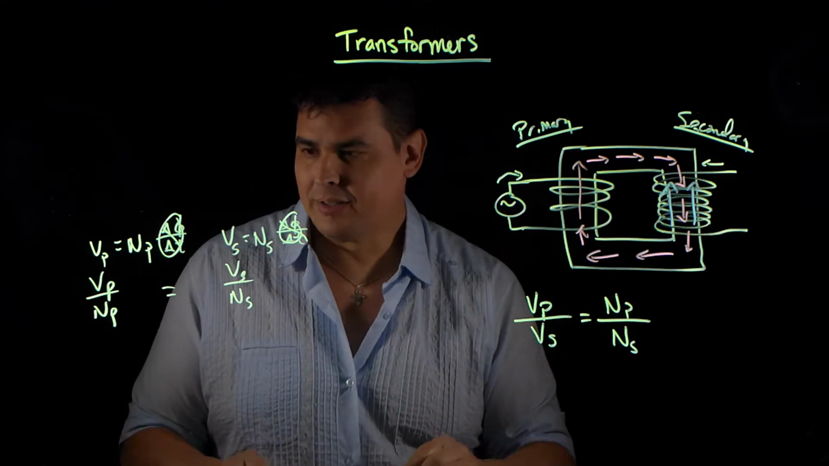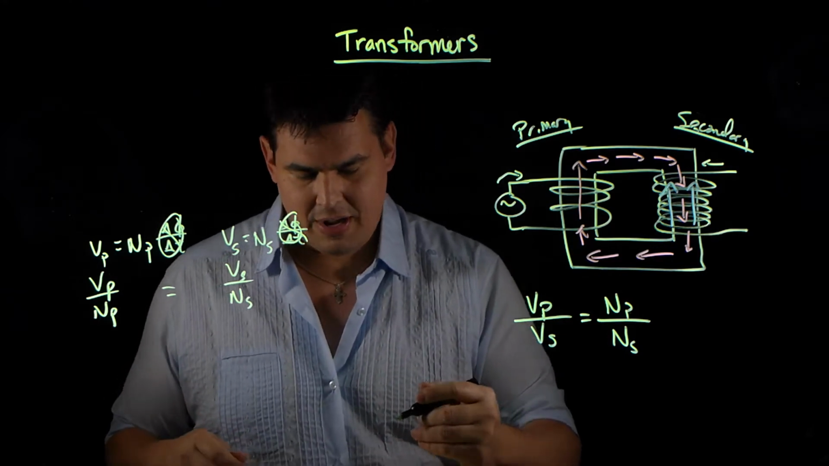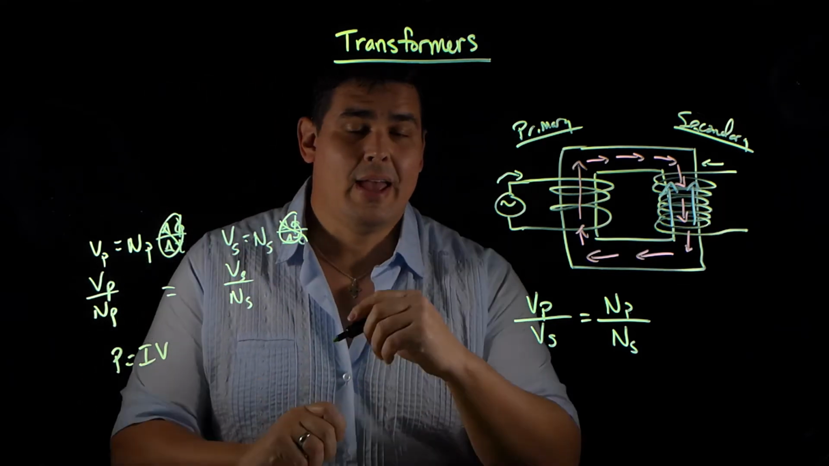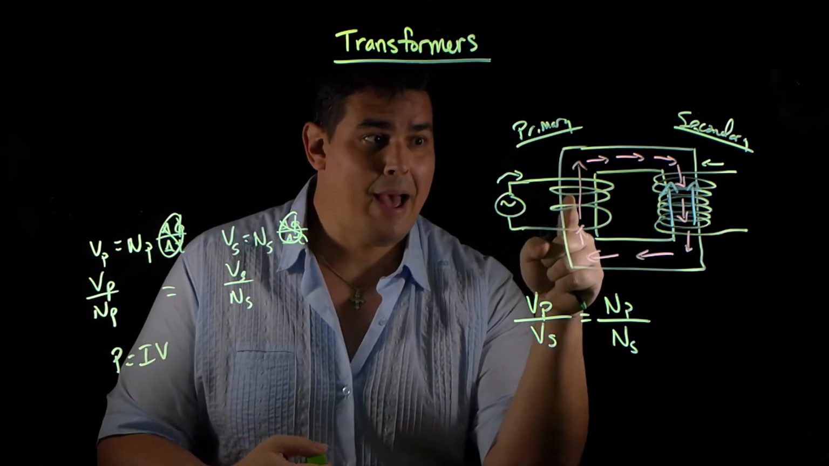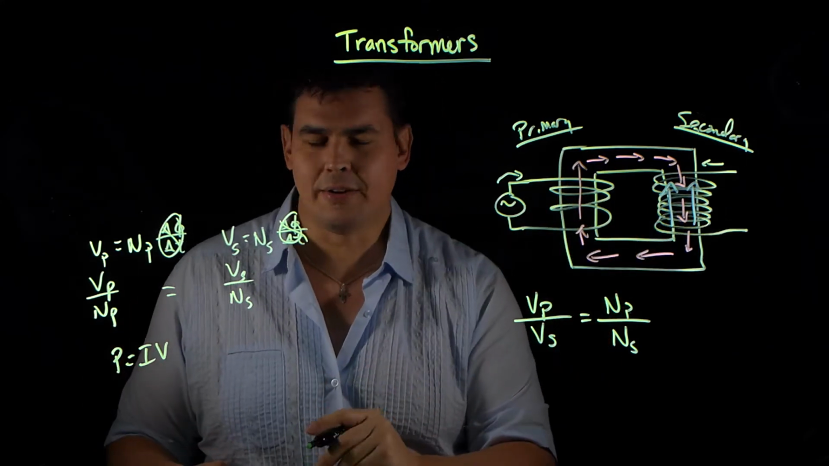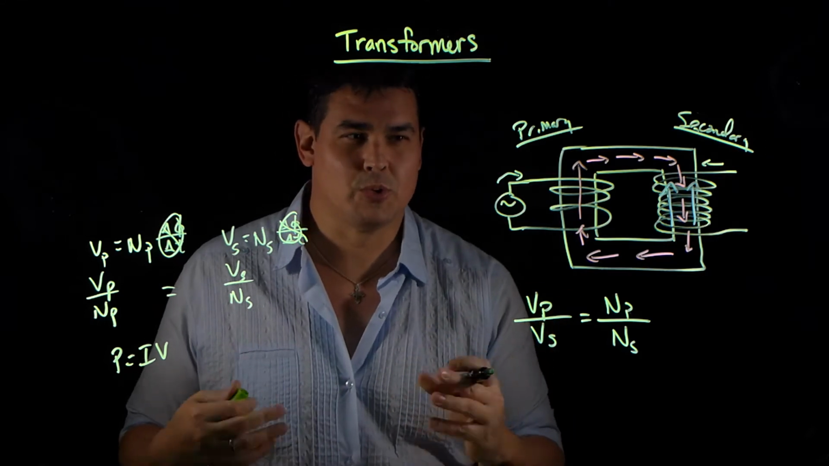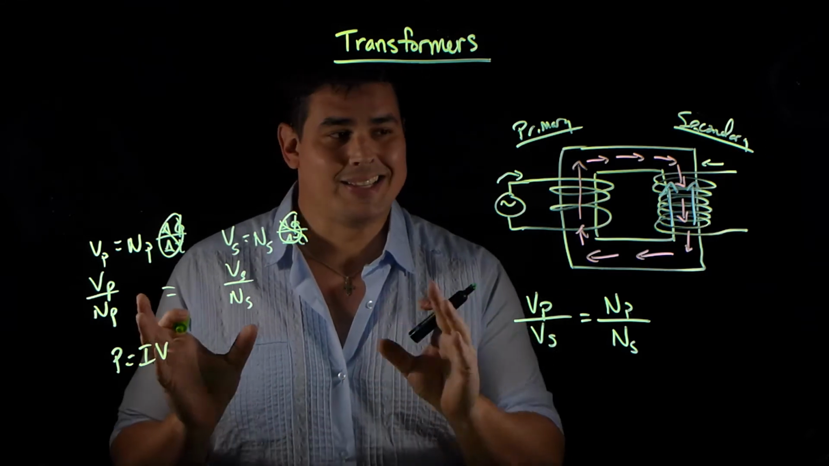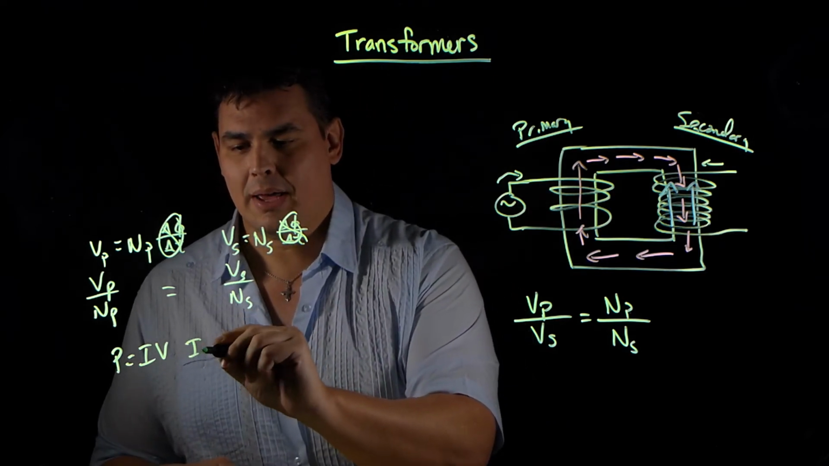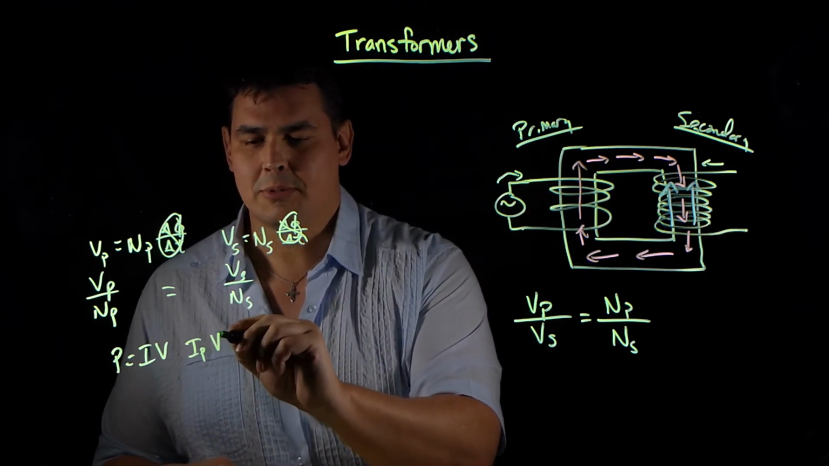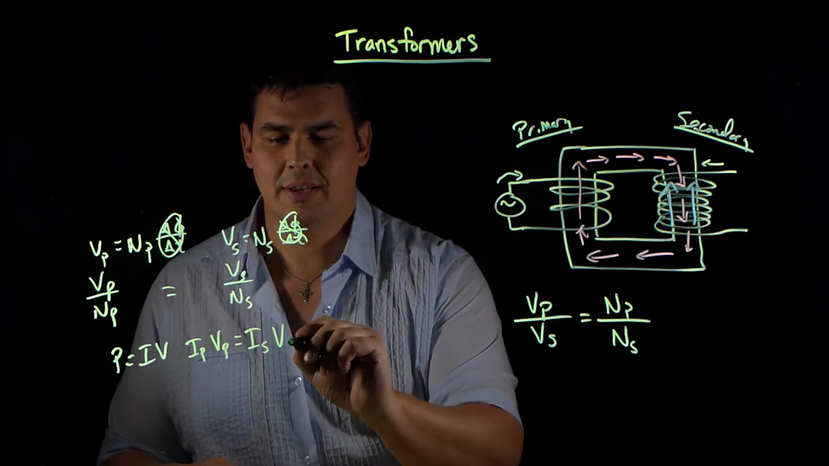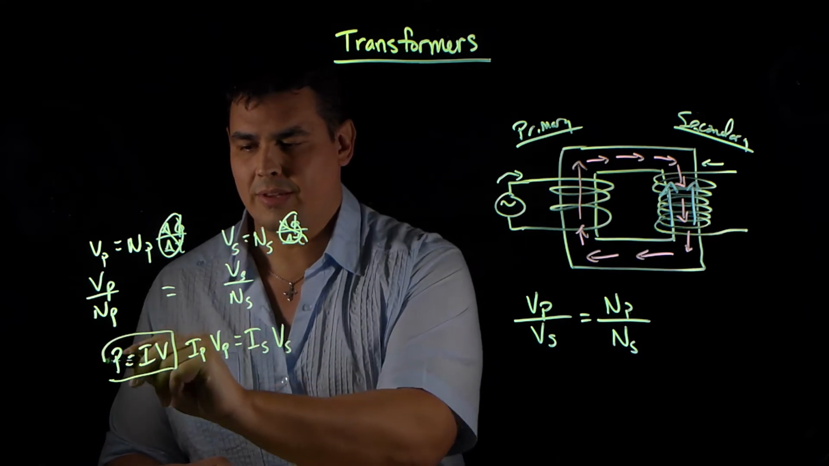Okay, so what about current? I know that P equals IV. And because of conservation of energy, the power produced on one side's got to be the same as the power produced on the other side. It can't be any different. For a transformer, I mean, it could be less, but transformers are really efficient. So I can say that power on both sides is going to be the same. So I can say that my primary current times my primary voltage equals my secondary current times my secondary voltage, using P equals IV.